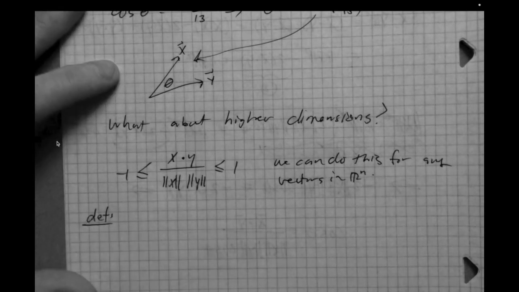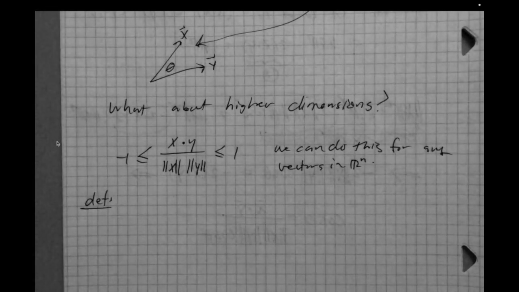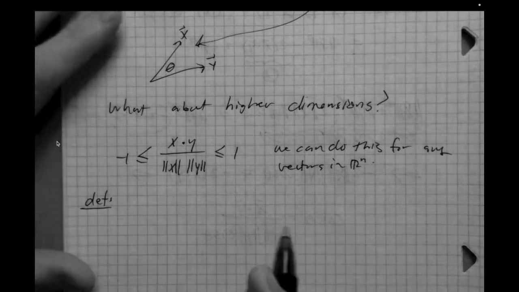Okay, and so that leads us to this nice definition of what we mean by the angle between two vectors. It's intuitive what we mean by that in R2 and even in R3, but what do we mean by the angle between two vectors in 10-dimensional space, in R10? Well, here's what we mean by it.